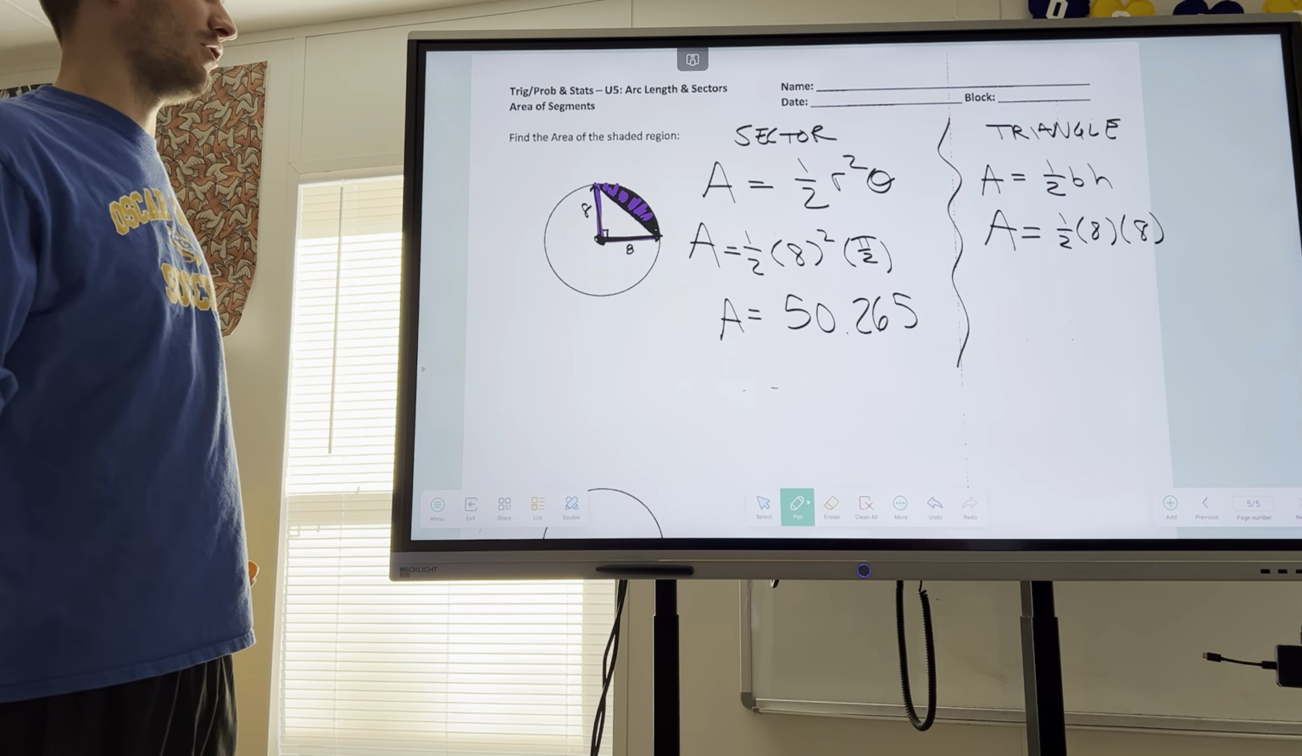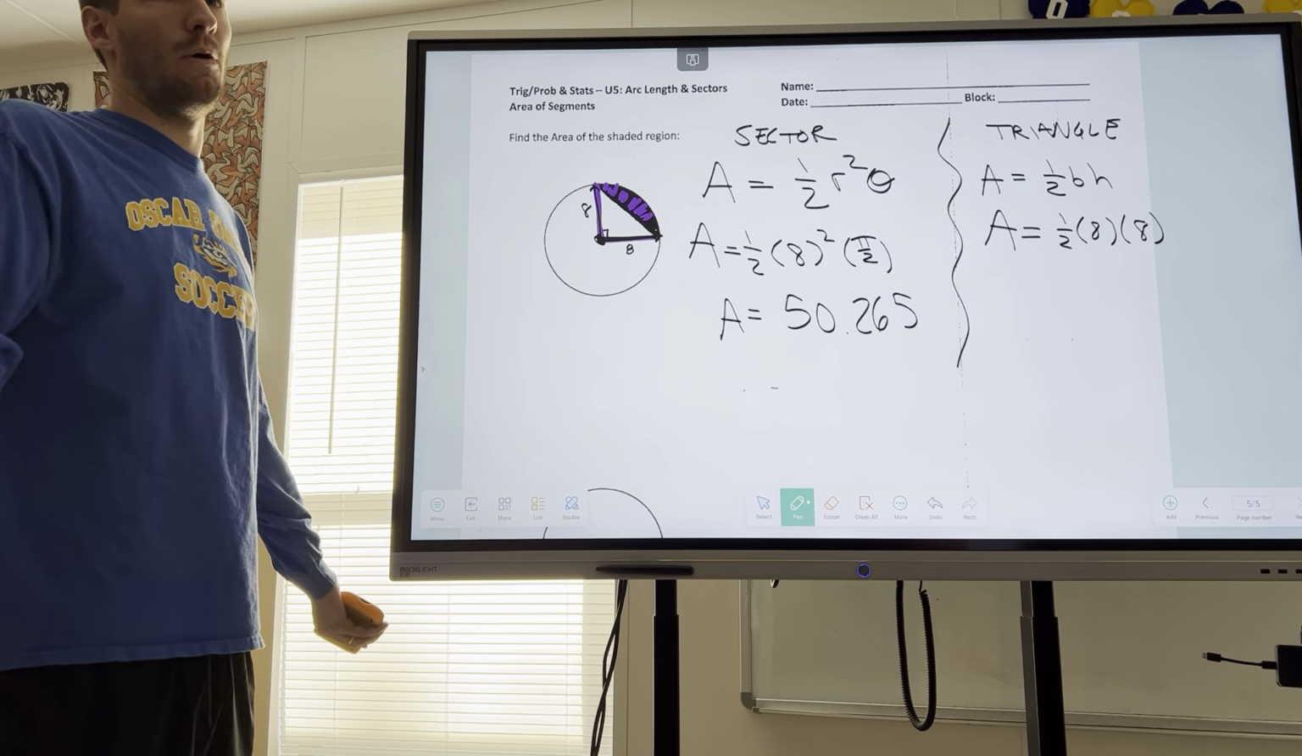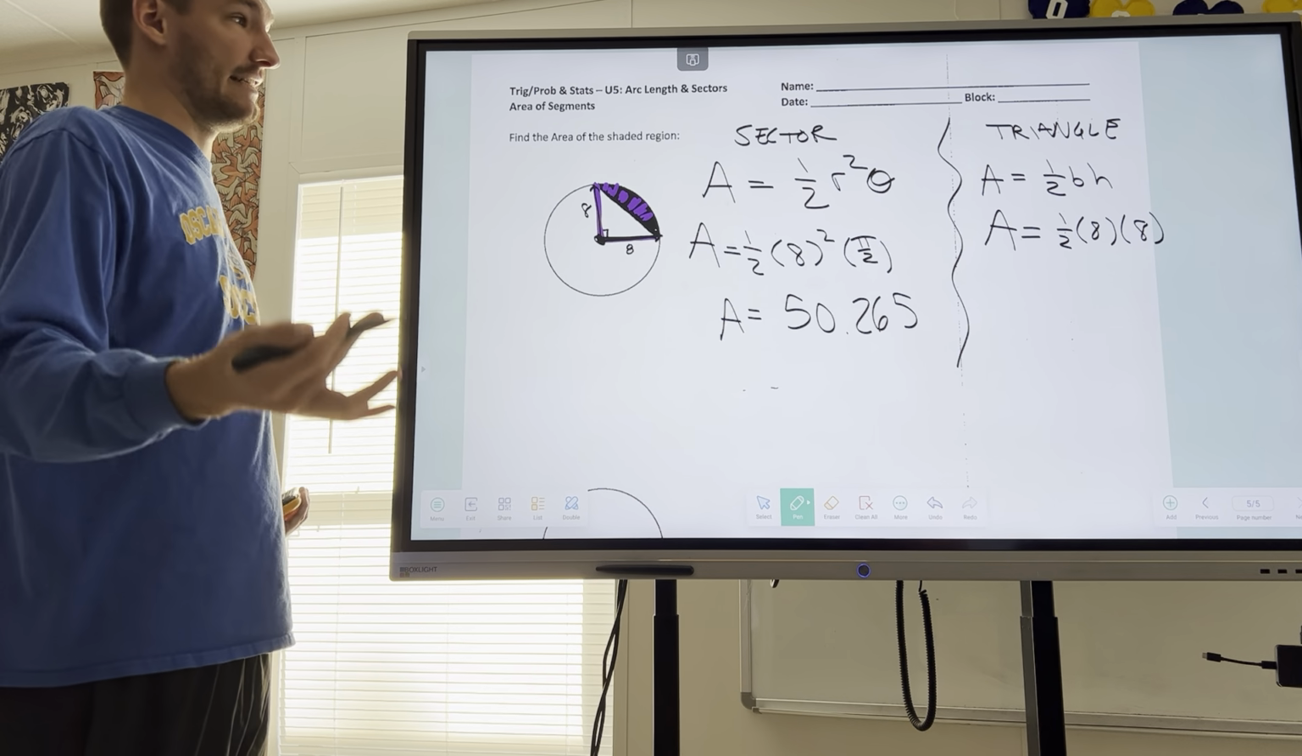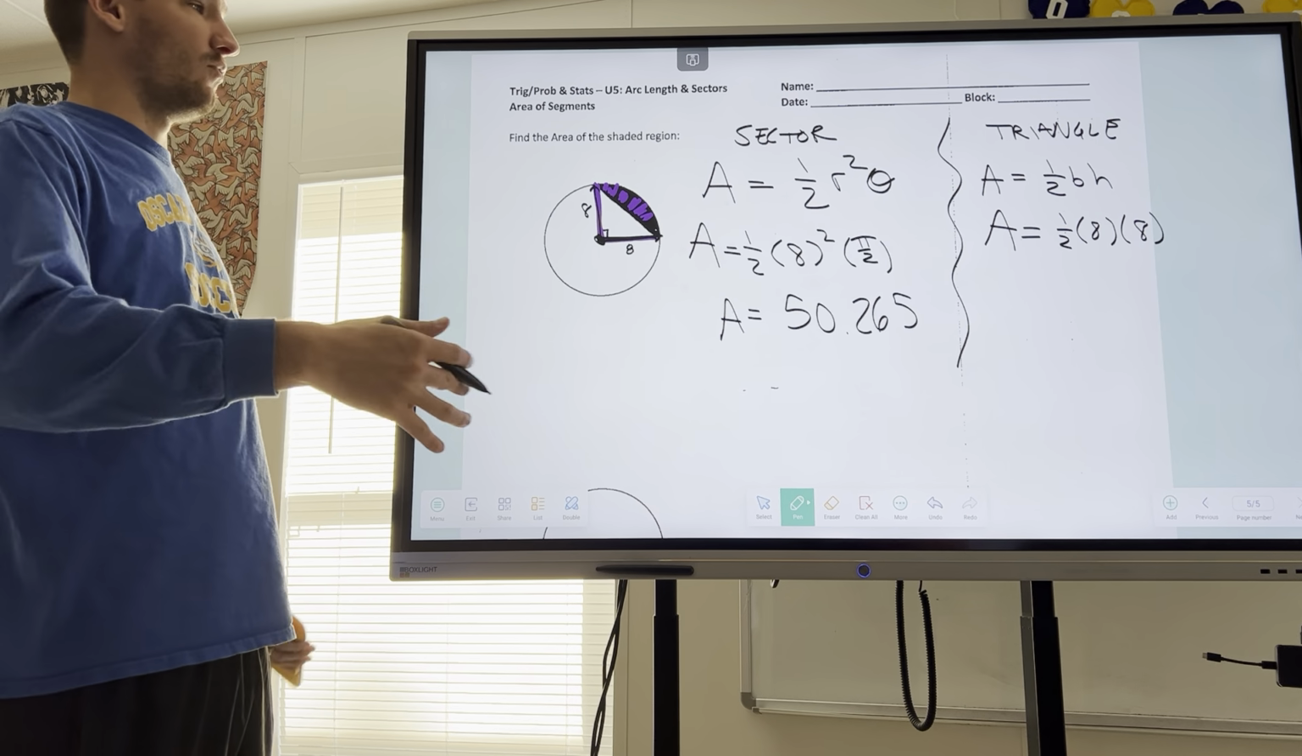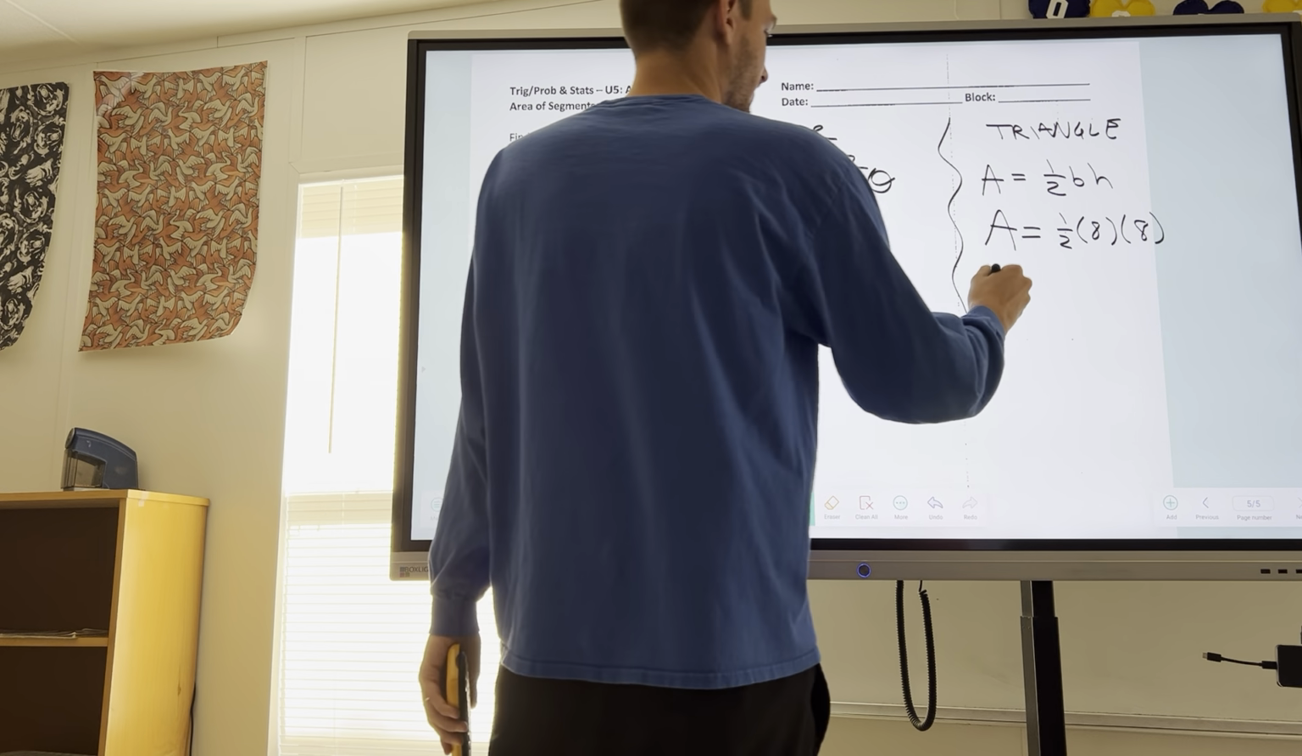So the area of our triangle will be 1/2 base times height. Well, base and height are the same thing. It's 8 and 8, and 1/2, right? That's gonna be 32.